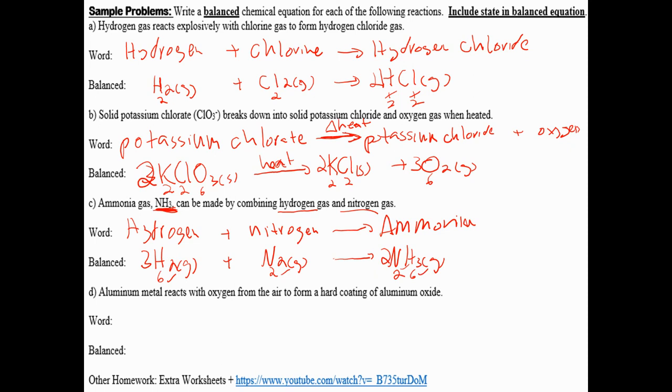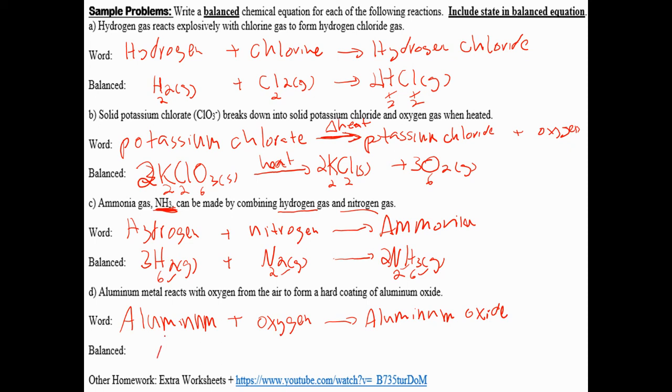And so now let's finish off with this example here. We have aluminum metal reacts with oxygen in the air to form a hard coating of aluminum oxide. So our word equation is aluminum with oxygen, and it's going to produce aluminum oxide.